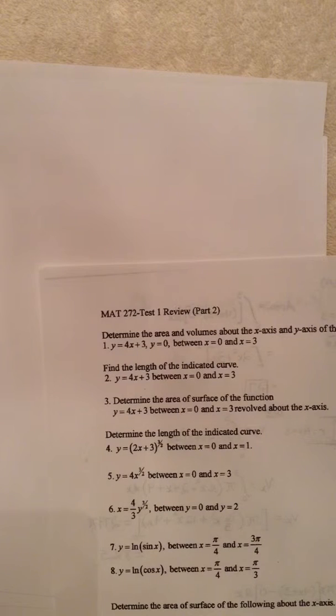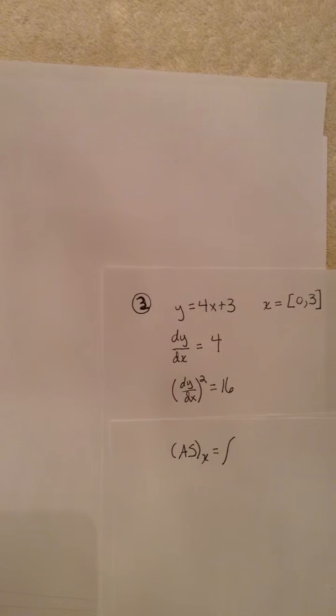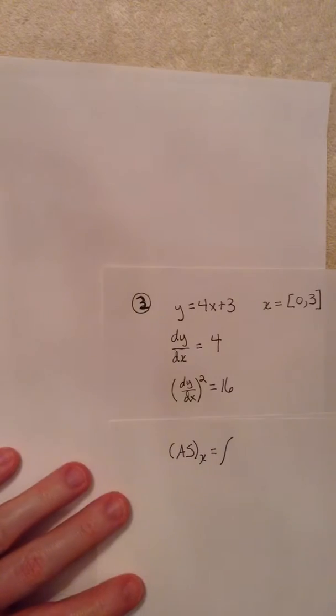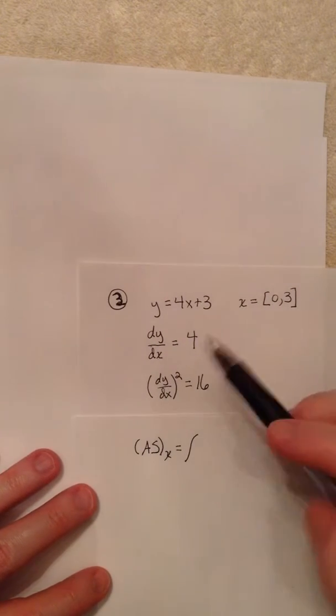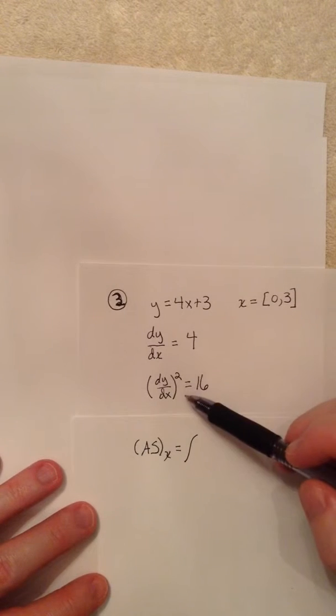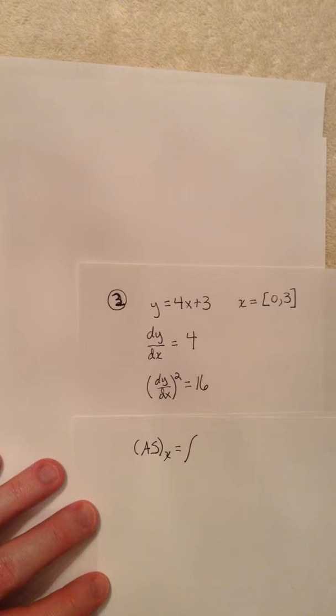For number 3, we're looking at determining the area of surface of the function y is equal to 4x plus 3 between x equals 0 and x equals 3 revolved about the x-axis. Now, in the case of the area of surface, again we have the function y is equal to 4x plus 3 as x runs from 0 to 3, and we have dy over dx is equal to 4, and for the square of the derivative, again we have 16.